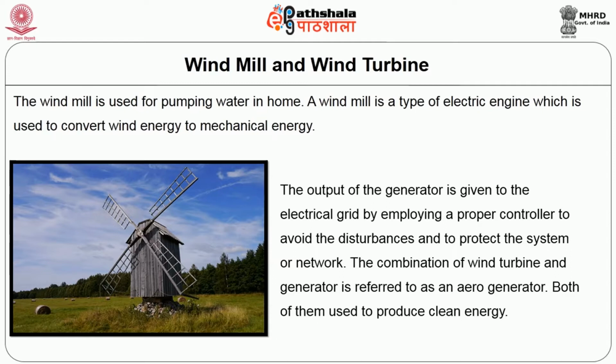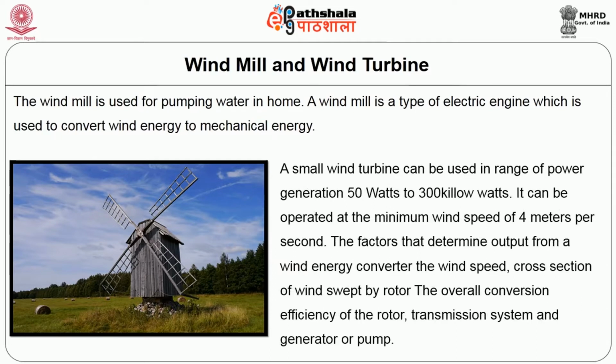The combination of wind turbine and generator is referred to as an aerogenerator. Both of them are used to produce clean energy. A small wind turbine can be used in the range of power generation 50 watts to 3000 kilowatts. It can be operated at the minimum wind speed of 4 meters per second.